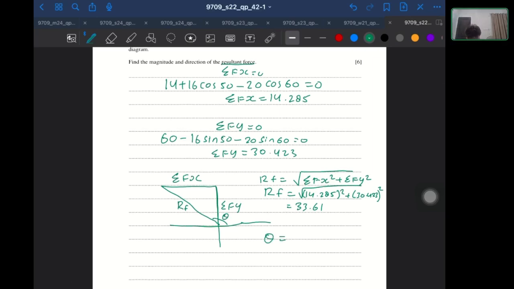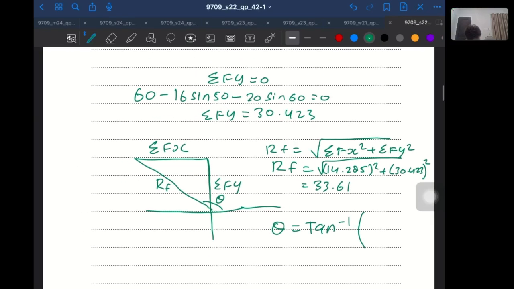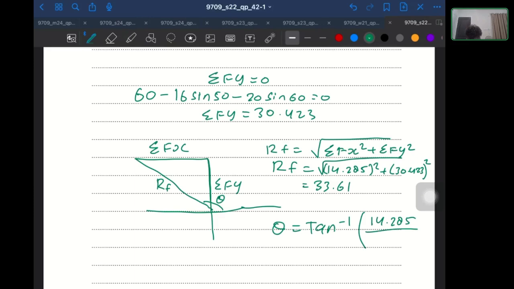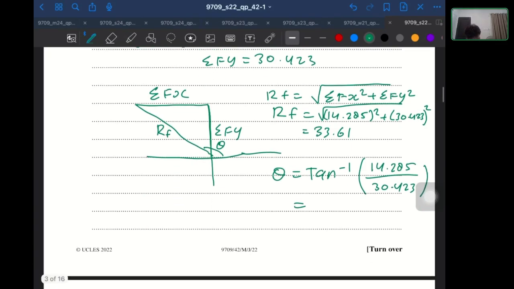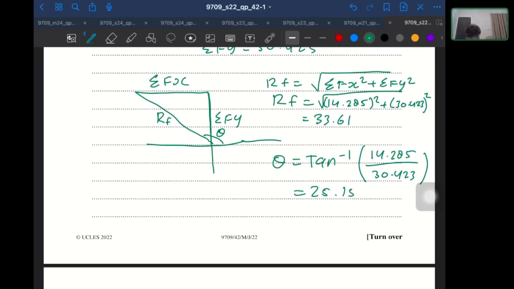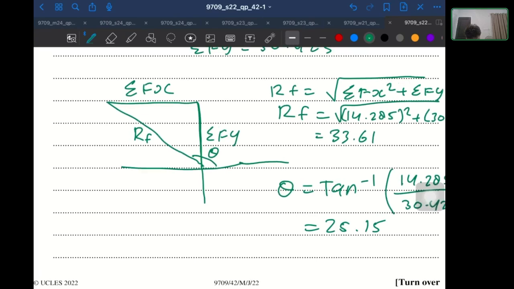We could use the tan function, tan inverse of 14.285 over 30.423. So let's input it in the calculator. Tan inverse of 14.285 over 30.423. We will have the value of 25.15. This is 25.15, and now we also need to search for this.